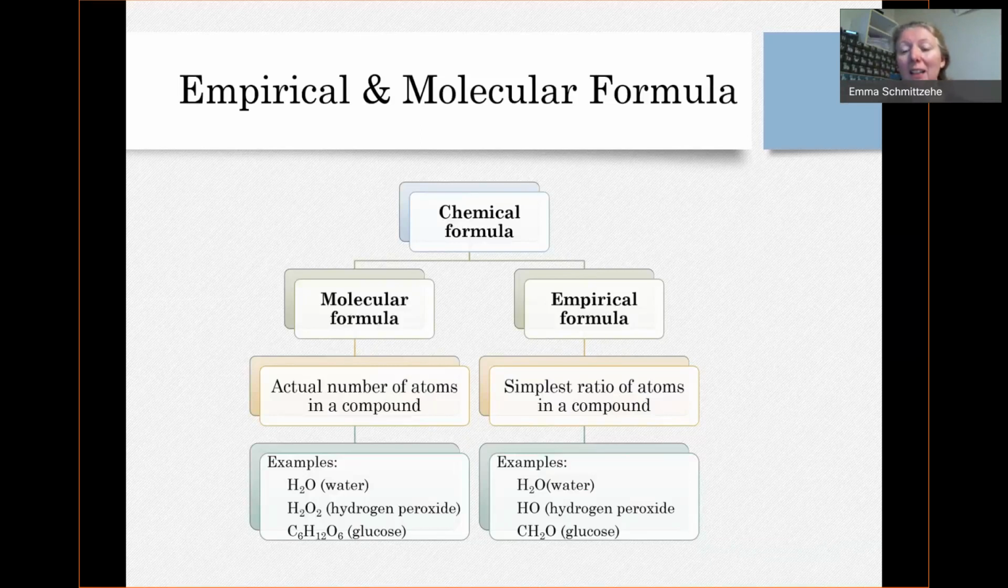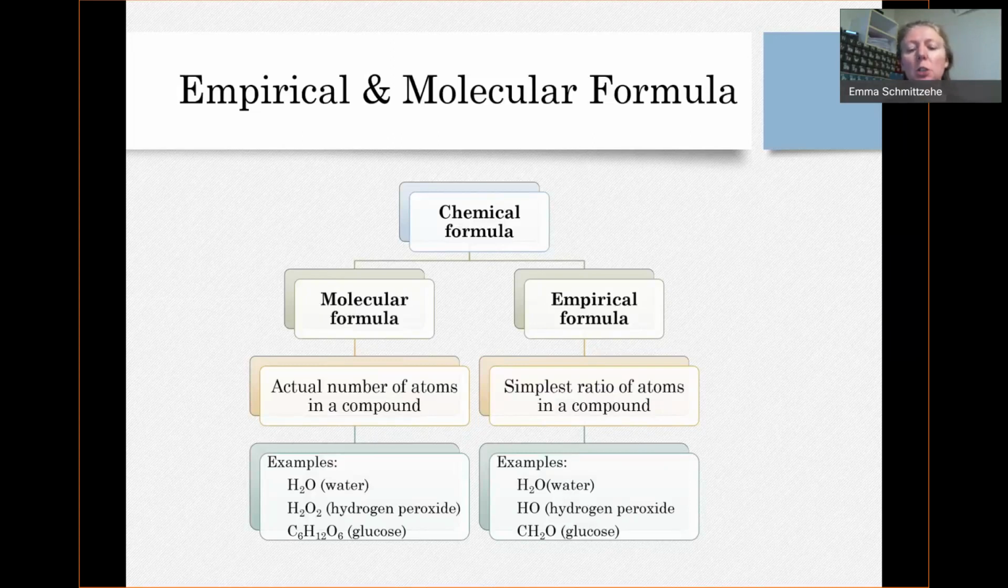But as I said, most of the time, the reason we would talk about an empirical formula is because experimentally, that's the easiest to find. That's what you can find first. And once you have that, you can convert it to molecular.